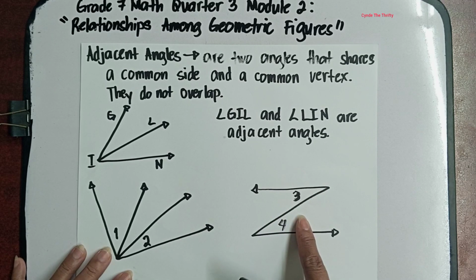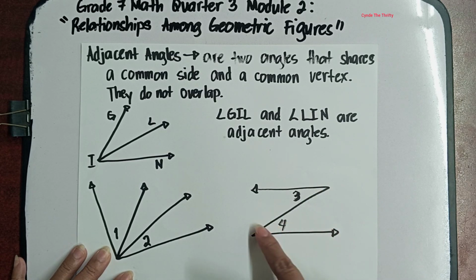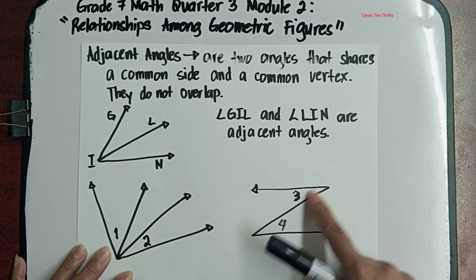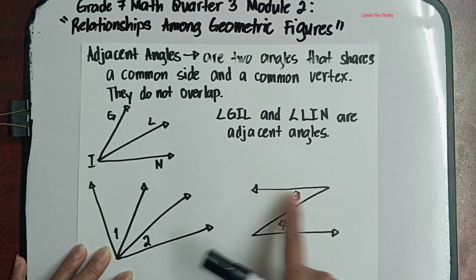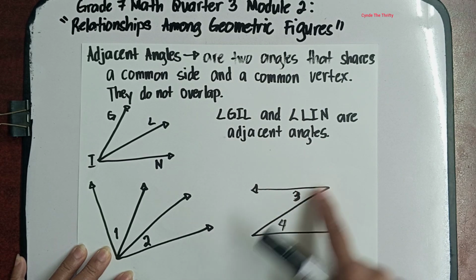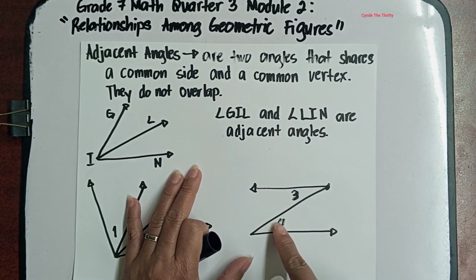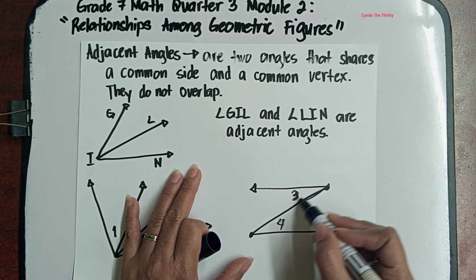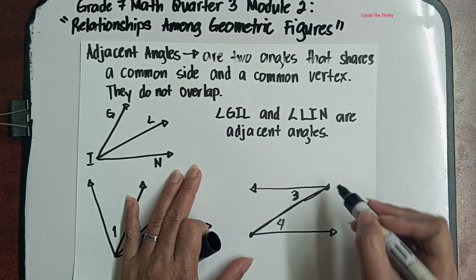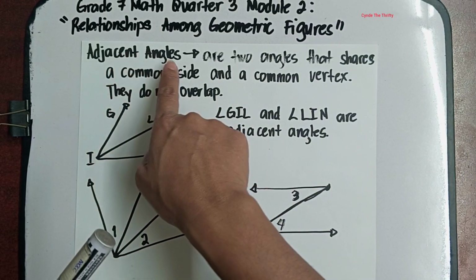Next naman, angle 3 and 4. Adjacent angles ba ito? Hindi. Bakit? Though nag-share sila ng common side dito, ito yung common side nila, wala silang common vertex. Kasi si angle 3, ang kanyang vertex ay nandito, at si angle 4 naman, ang kanyang vertex ay nandito. Okay, so nag-share sila ng common side na nandito, pero hindi sila nag-share ng vertex. So therefore, hindi natin siya matatawag na adjacent angles.